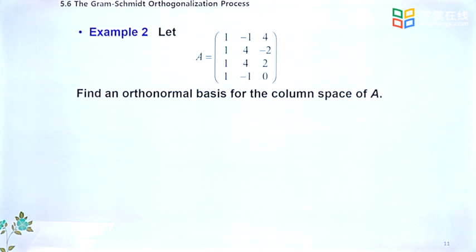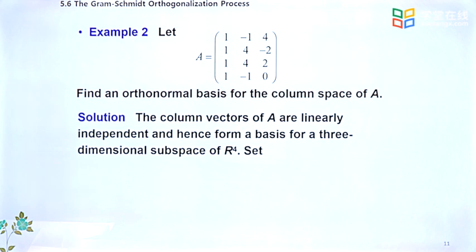Okay, now we see this example. Let A be a 4 by 3 matrix. Find an orthonormal basis for the column space of A. Because the column space of A contains all the linear combinations of the column vectors of A, we consider each vector in A. In order to find the orthonormal basis, we just use this procedure, right? The first column vector divided by its length. We found the column vectors of A are linearly independent and hence form a basis for a three-dimensional subspace of R4.